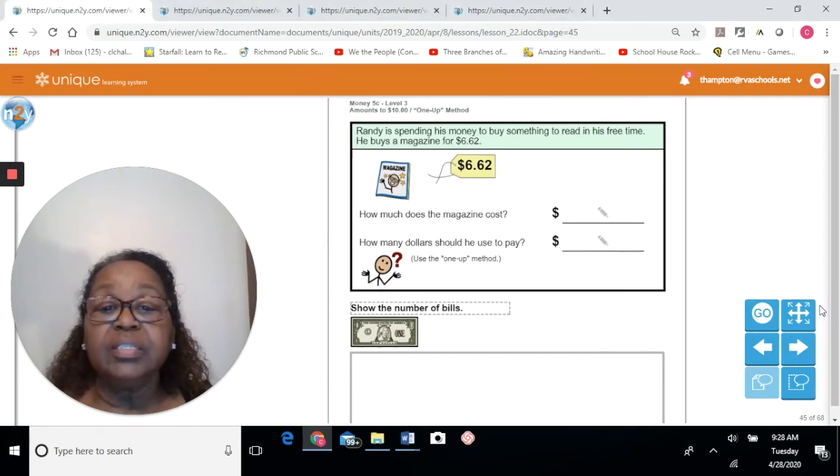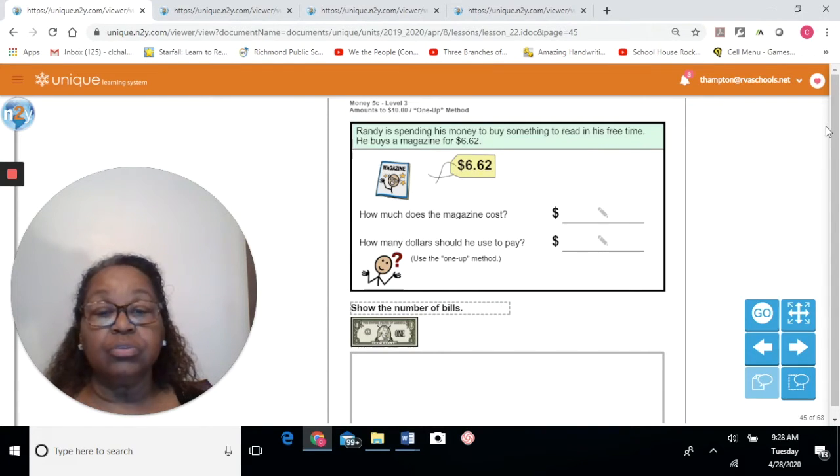All right, let's see if we can figure out how to do the first one. I'm going to read this. This is a word problem. I'm going to read it to you first. Then we're going to see how we can solve the problem. Randy is spending his money to buy something to read in his free time. He buys a magazine for $6.62. And I want to say to you that when you have money represented, you should have your dollar sign and you should have your decimal. And then when you see the decimal, you should say the word and.